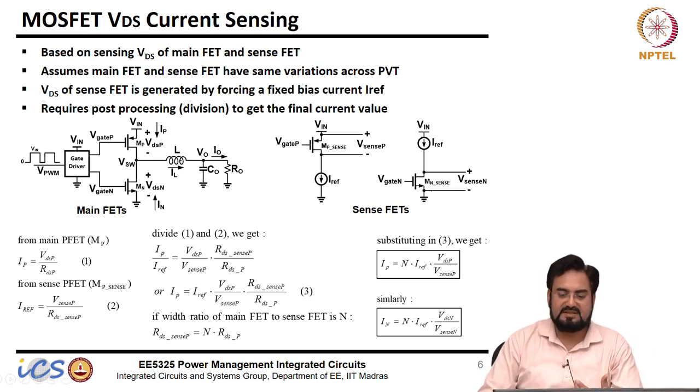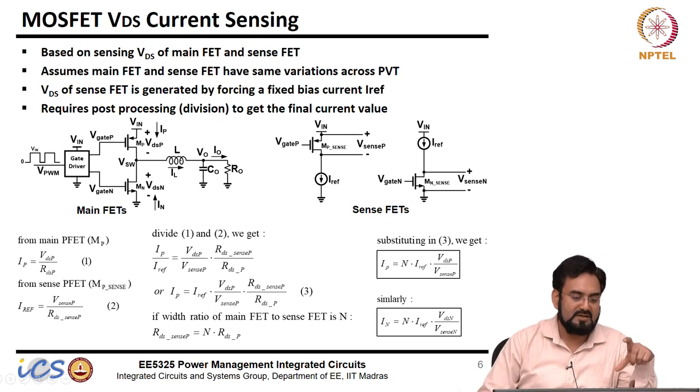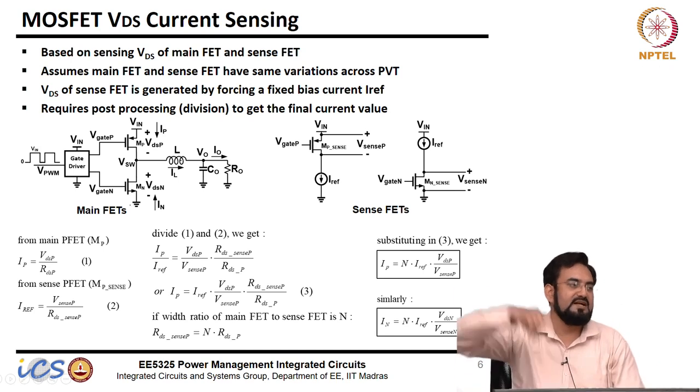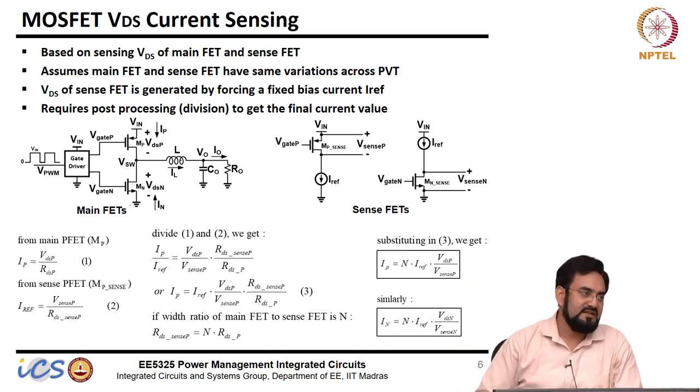Same thing you can do with the NMOS if you are looking for a valley current. And once you have both peak and valley, if you add the two, you will get the exact inductor current, and you can get the average current from there as well.